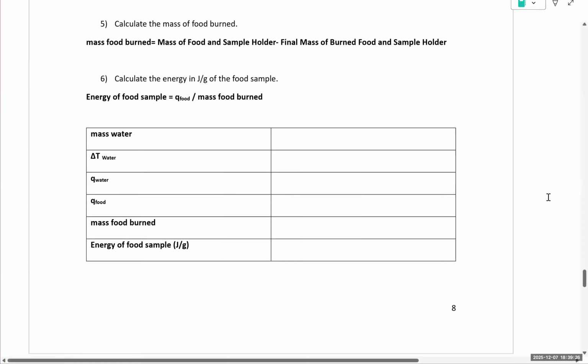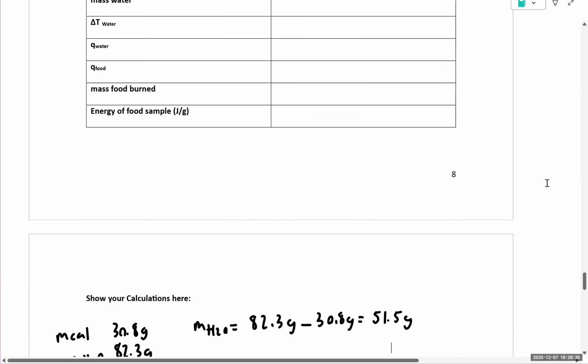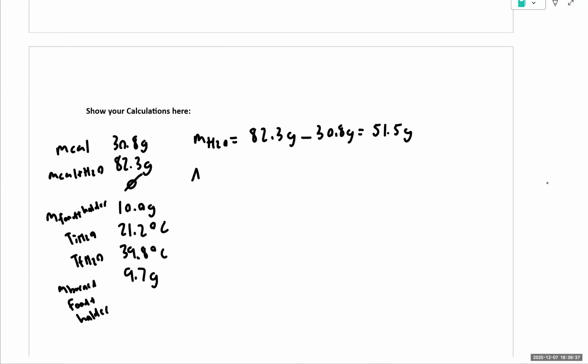Okay, let's do the next part. We're going to calculate the change in temperature of the water by taking the final temperature of water minus the initial temperature. So delta T water is equal to T final minus T initial. So we have 39.8 degrees Celsius minus 21.2. That in turn gives us 18.6 degrees Celsius.